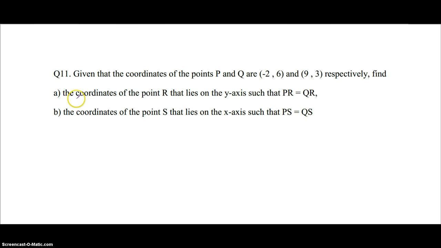So this is the same. You're given two coordinates here. Then you have to find another coordinate point R that lies on the y-axis. So when it's on the y-axis, you should know that your x coordinate of this is 0. And if it's on the x-axis, then of course the y coordinate is 0.